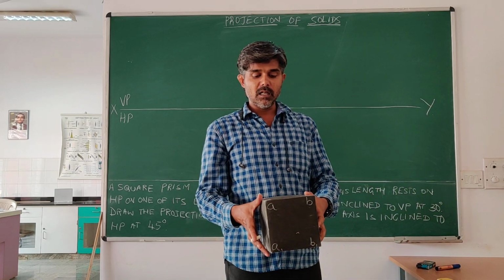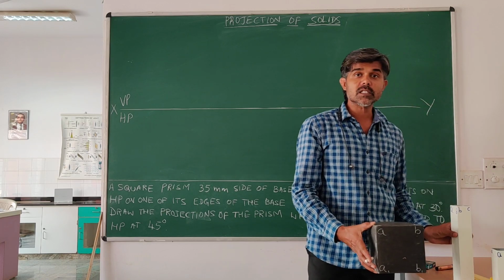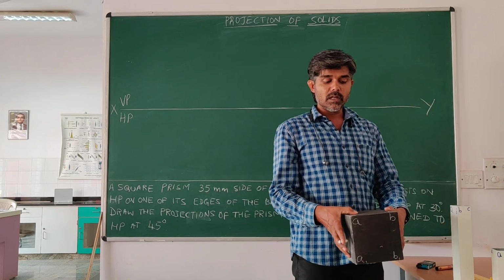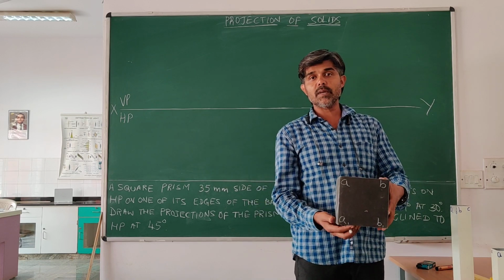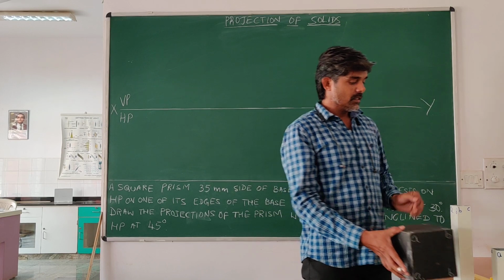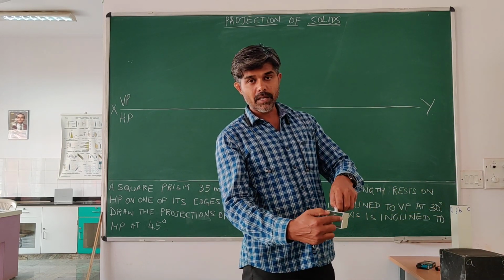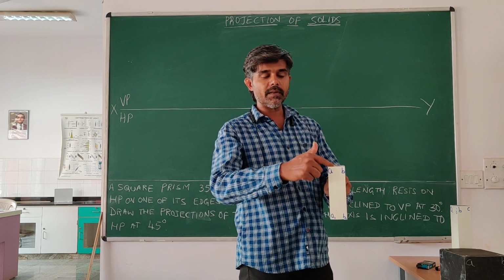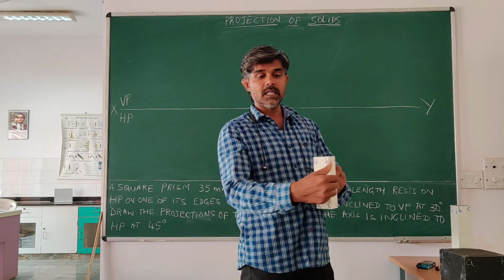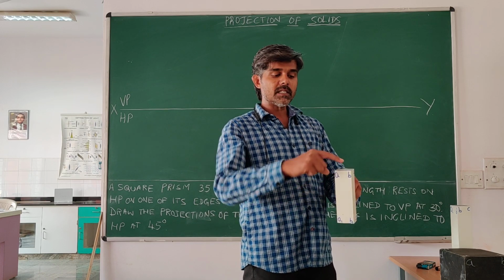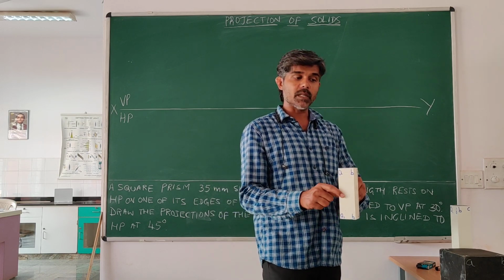Now we have some objects here. These are examples of prisms. These are square prisms, the reason being that the top face and the base are squares. Here we have one more prism. We can see that this is a square. A square prism means two square faces connected by rectangular faces. These are lateral faces. So these rectangular lateral faces and the square faces constitute a square prism.